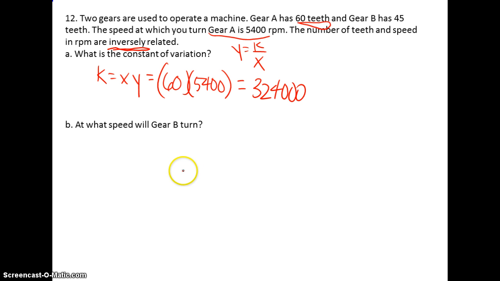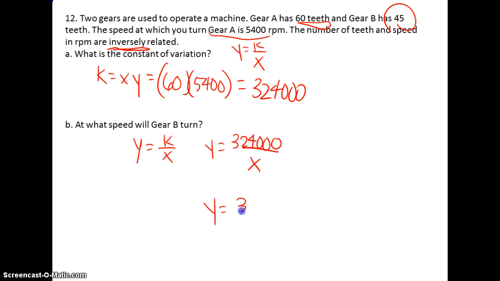What speed will gear B turn? So we're going to use our y equals k over x, except now we have y equals 324,000 over x. Our x is our 45 teeth somewhere up here. So we'll have y equals 324,000 divided by 45. So we know that gear B turns at a speed of 7,200 RPM.